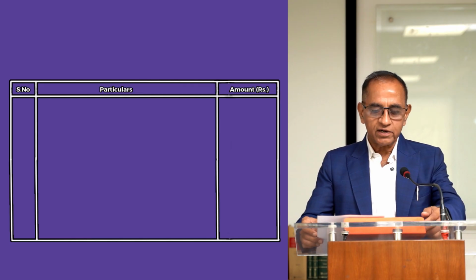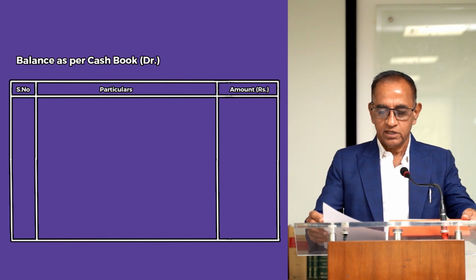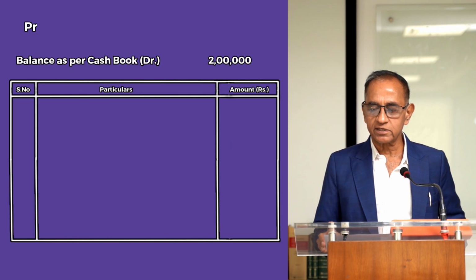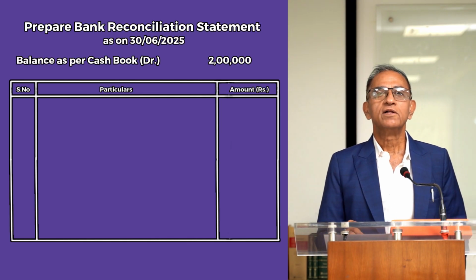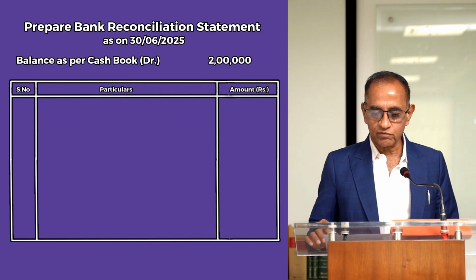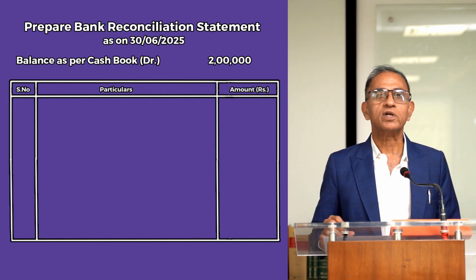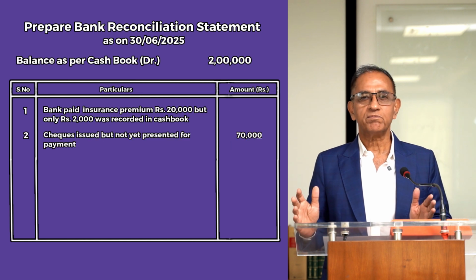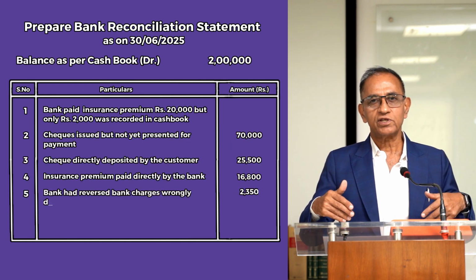So only the presentation format has been changed, rest everything remains unchanged. So let's take an example and try to understand this. So for this particular example, we start with balance as per cash book. The balance as per cash book is rupees 2 lakh. Let's suppose we are preparing this bank reconciliation statement as on 30th June 2025. So as on 30th June 2025, my balance as per cash book is 2 lakhs. अब now what I have done is, अपनी books को मैंने bank statement से compare कर लिया. I have listed down the differences.